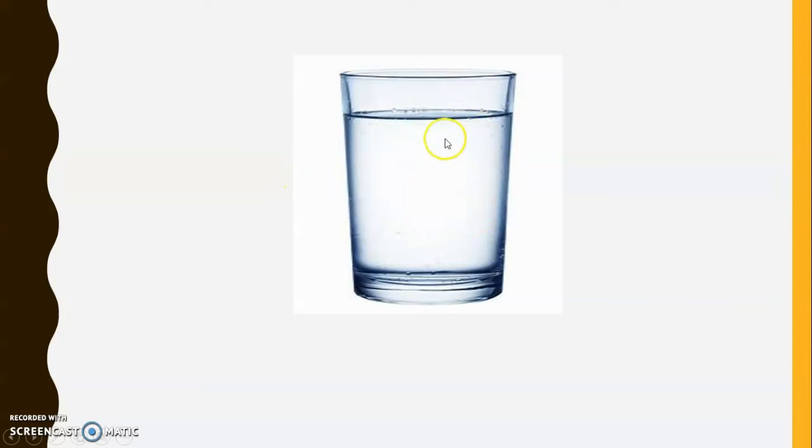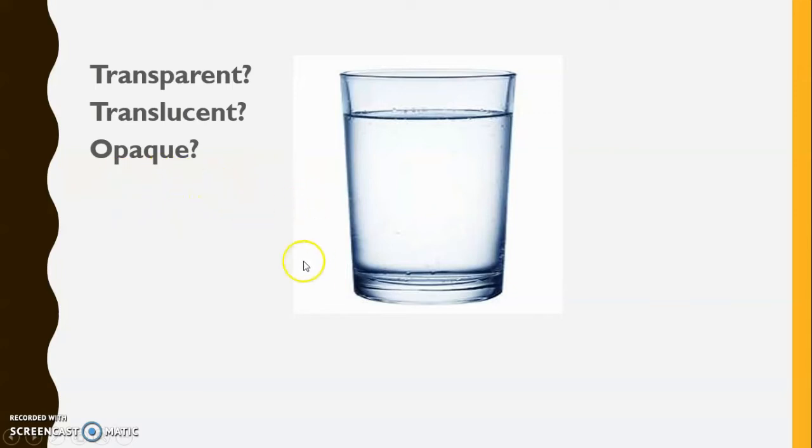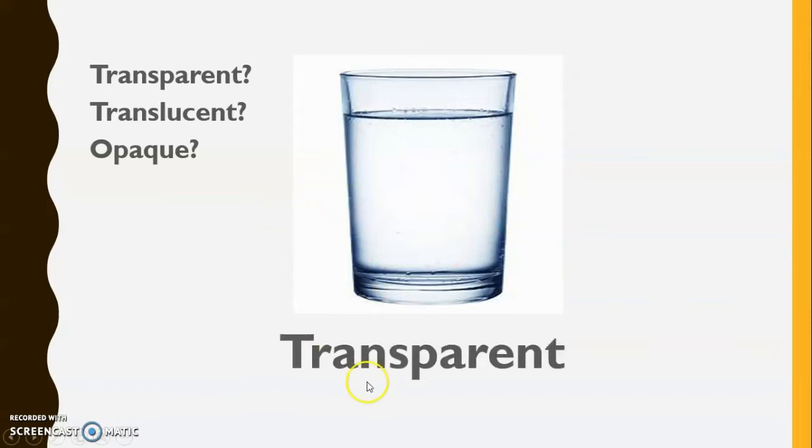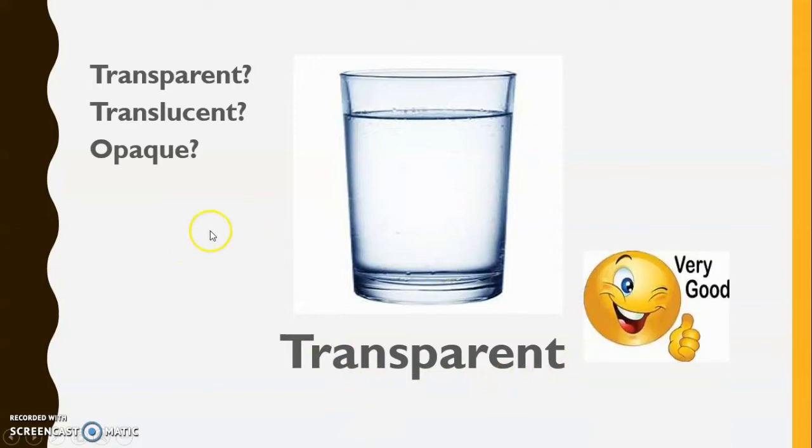Next, we have a glass. It has water. This glass doesn't have color. This is only a white glass with water. So what do you think? Is it a transparent, a translucent, or an opaque object? Okay, tell me your answer. It is a transparent. Very good.